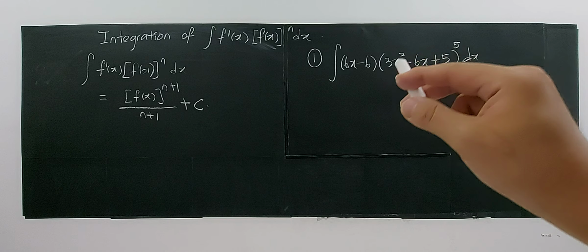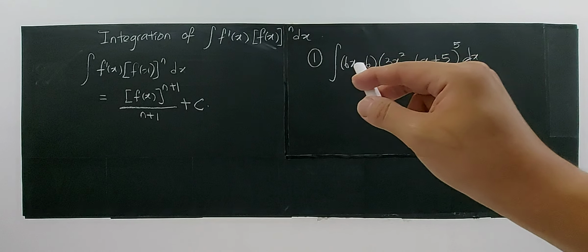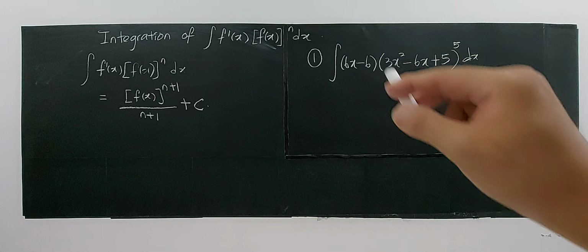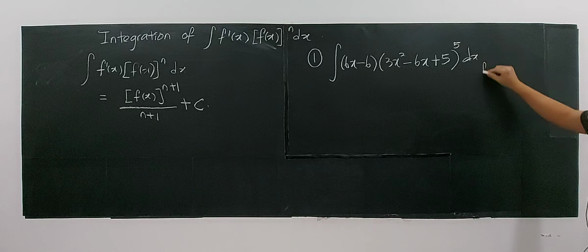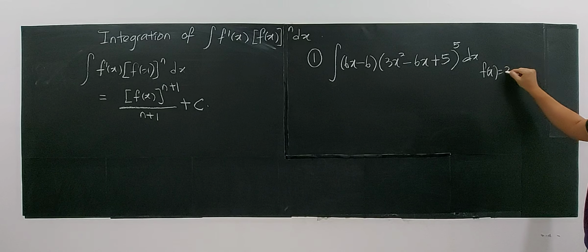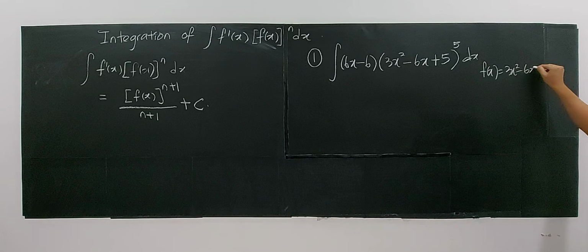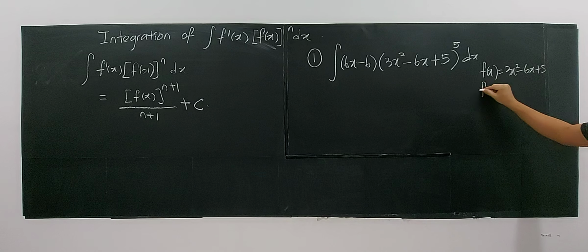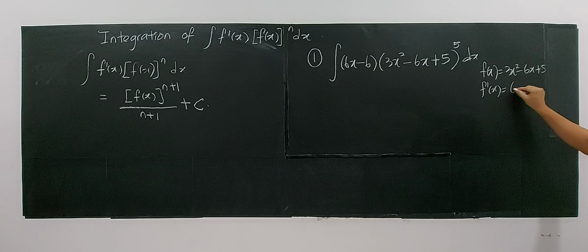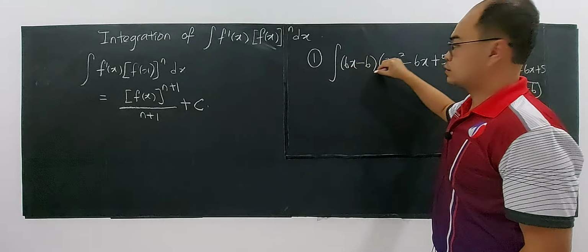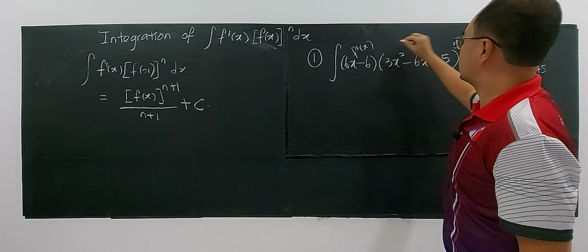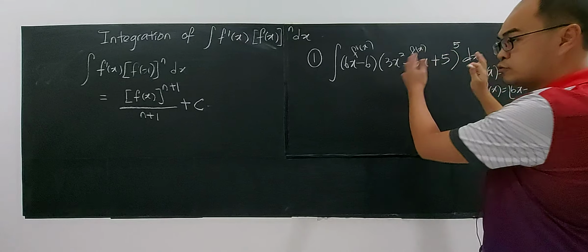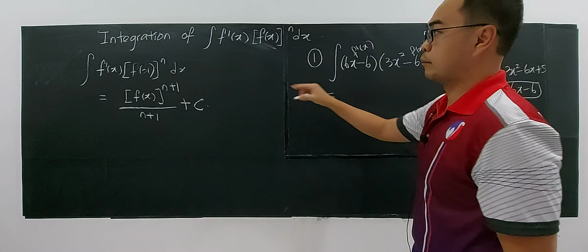If you differentiate this function, you get 6x minus 6, which is outside the power here. I can rewrite and say that f(x) is 3x squared minus 6x plus 5. If you differentiate, you get 6x minus 6, which is here in the integrand. So I can say this is f prime x, and this is my f(x). With this form, I know that I can apply this formula.